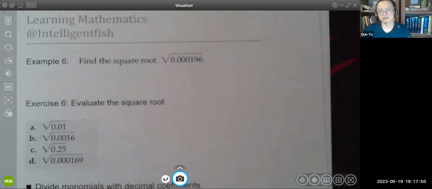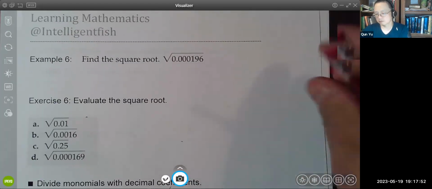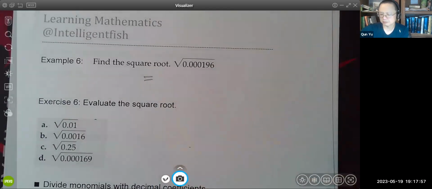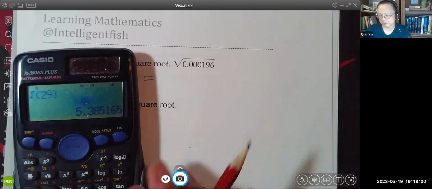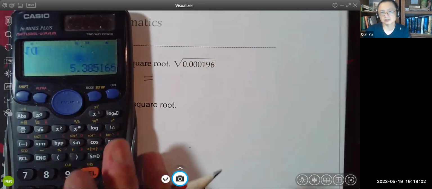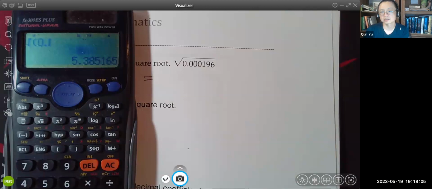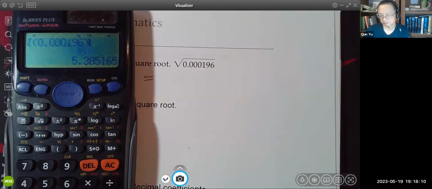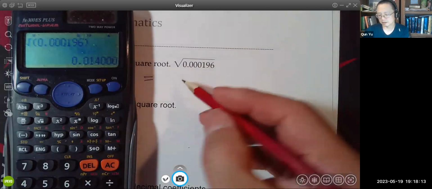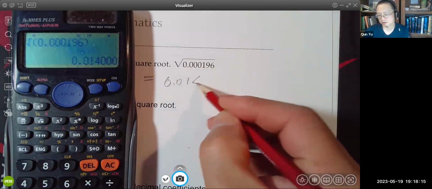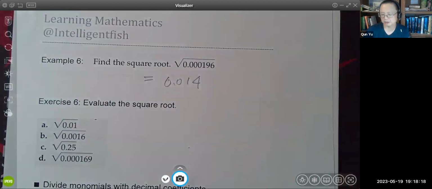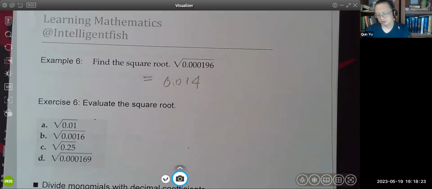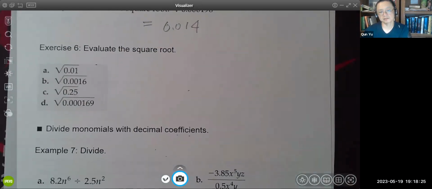Another example, when you find the square root of this number, again, we need to use a calculator. Not much different, just another number, square root of 0.000196. So this is the exact number 0.014. This is not an approximate number, this is exactly equal. Another set of exercise problems.